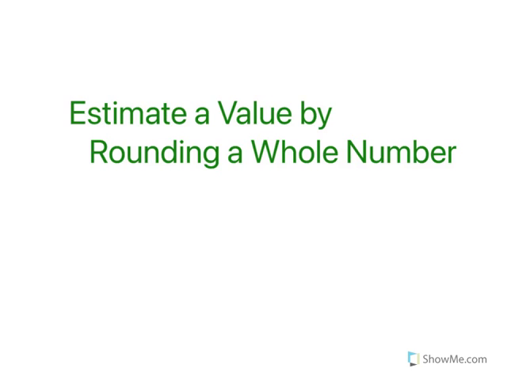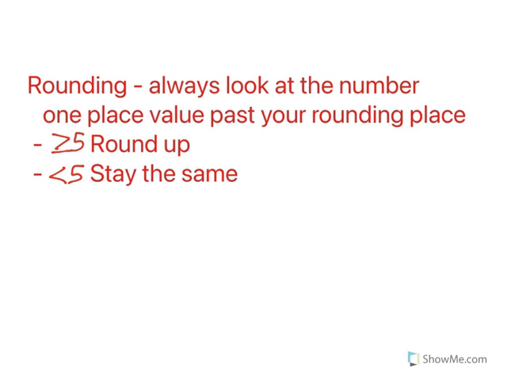Estimate a value by rounding a whole number. Now, when you're rounding, we always look one place past where you want to round to. And remember your rounding rules. If the number that you're looking at is greater than or equal to 5, we round up. If that number is less than 5, we stay the same.